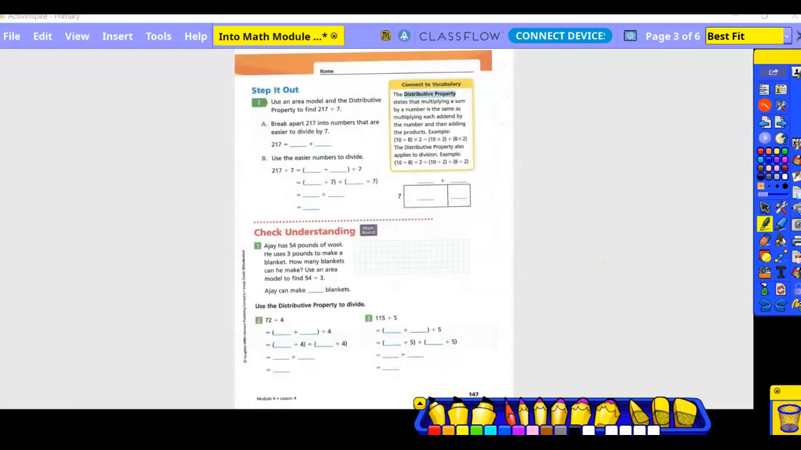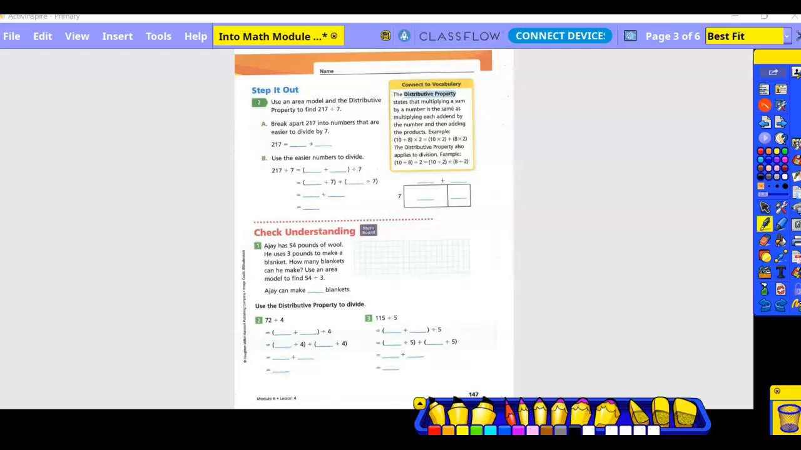Connecting vocabulary. The distributive property states that multiplying a sum by a number is the same as multiplying each addend by the number and then adding the products. Example, 10 plus 8 times 2. So they pulled it through and took 10 times 2 plus 8 times 2.